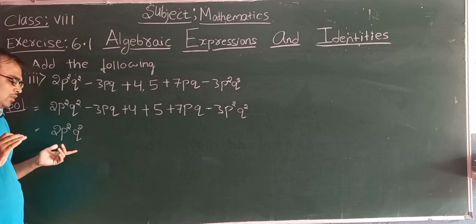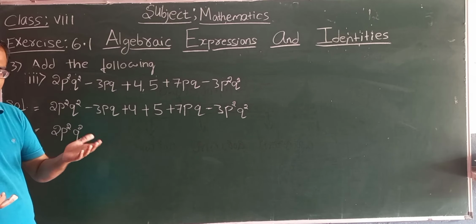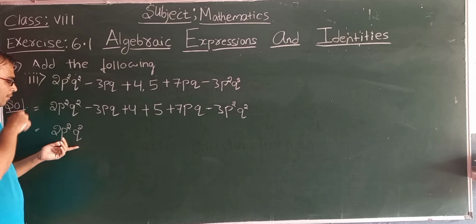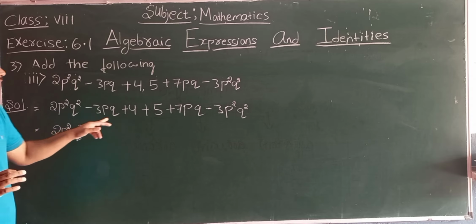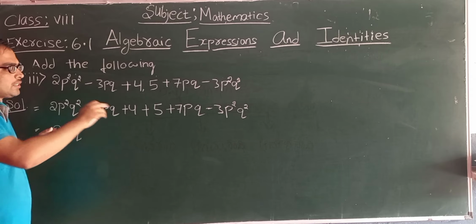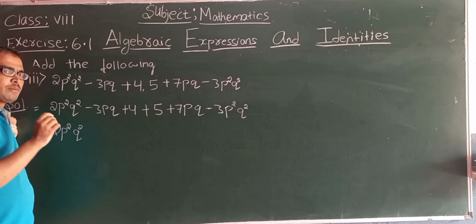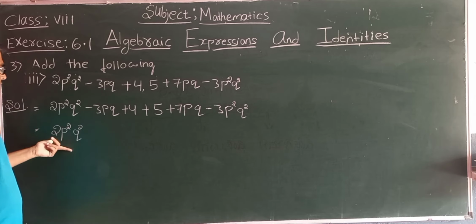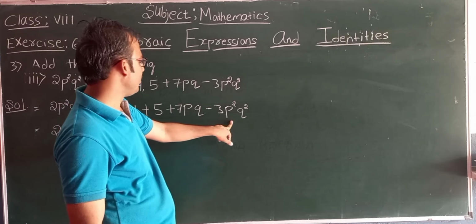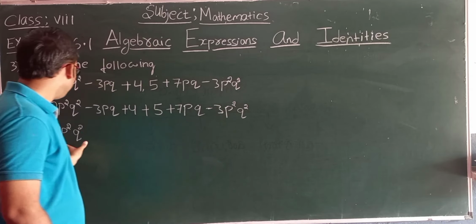And what is the like term with respect to this? Don't worry about the numbers and sign, whether it is plus or minus. You just need to look at the variable part. So just see whether there is any p square q square or not. So here it is there. We have done one. Now here is there, no? So p square q square is there. So this is the like term with respect to this.